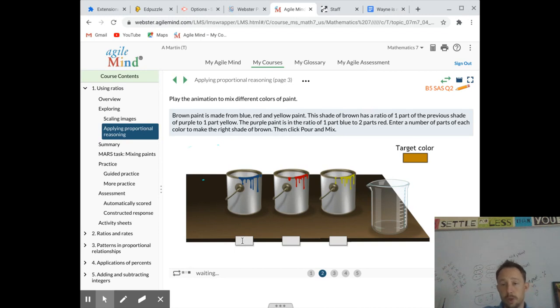So looking at this, if we just use their actual mixture and use 1 part of blue and 2 parts of red, what is 1 plus 2? 3. All right, and it said that the violet or the purple color has to have the same number of parts as the yellow. So if blue and red makes up 3 parts, how many parts of yellow do we need to have?